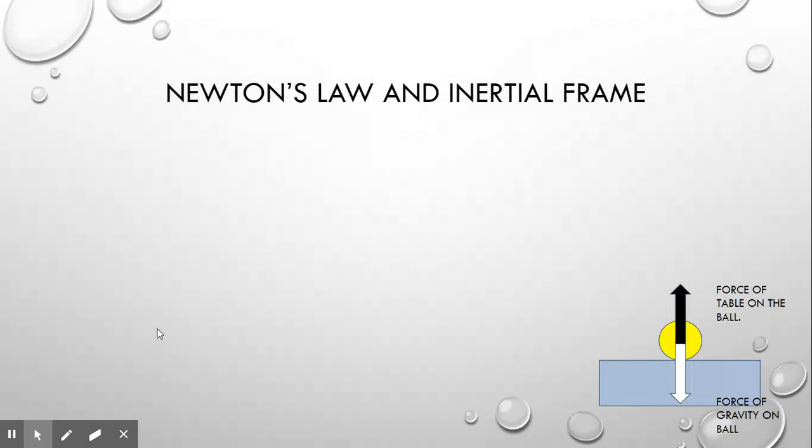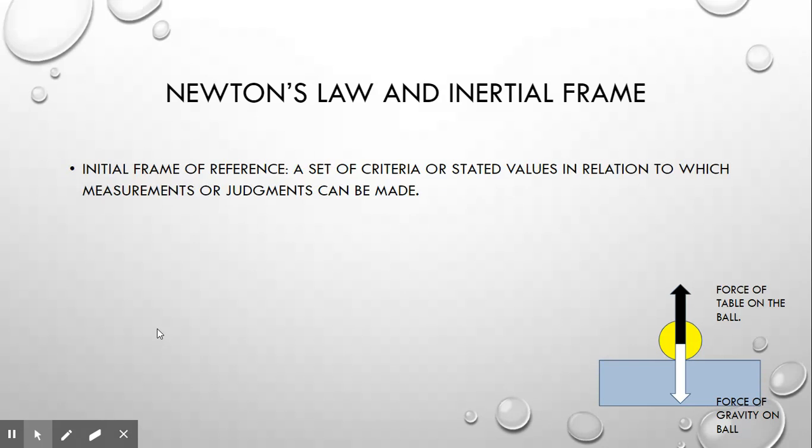Okay, so now we'll also talk a little bit about other types of forces, but for right now, we're going to transition into Newton's laws and inertial frame of reference. Well, mostly inertial frame of reference. So an inertial frame of reference is a set of criteria or stated values in relation to which measurements or judgments can be made. This is a fancy way of saying what objects are involved in my system. Okay, I'll say that again. What objects are involved in my system?